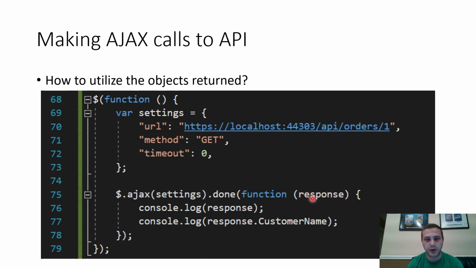It could have been better named as order in this instance, but just know that this is a response back from the server, so that's why I called it response. But I could as well call it order, so this would be order.customerName. So here we're printing two things, the entire order and then the order's customer name.